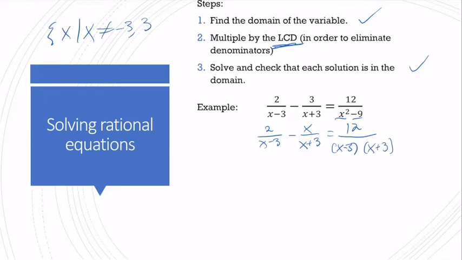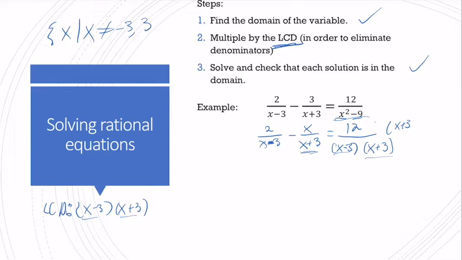Next, I need to determine the LCD, the lowest common denominator. Well, in order for something to be divisible by x minus 3, it's going to have a factor of x minus 3. And in order for something to be divisible by x plus 3, it has to have a factor of x plus 3. And in order for something to be divisible by x squared minus 9, it needs a factor of x minus 3, which I already have, and a factor of x plus 3, which I already have. So the LCD is going to be x plus 3 times x minus 3.